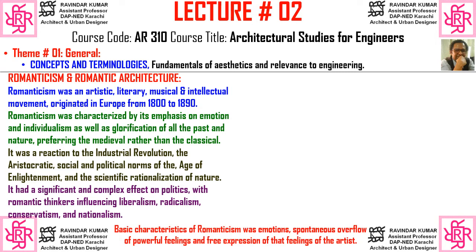The basic characteristics of Romanticism were emotion, spontaneous overflow of powerful feelings, and free expression of that feeling by the artist or architect, which you can find in the art and paintings of that time. You can also find the romantic architecture and the architects' approach.